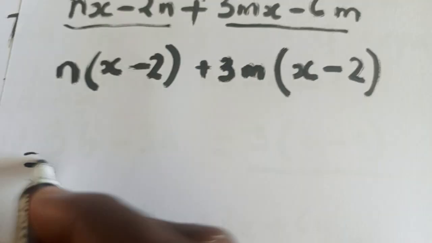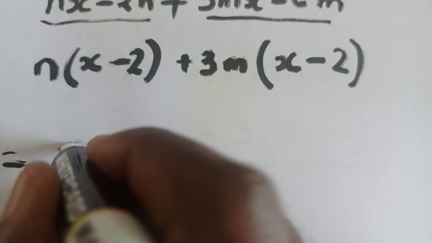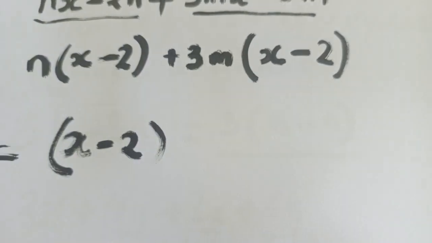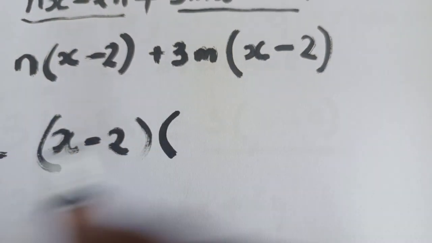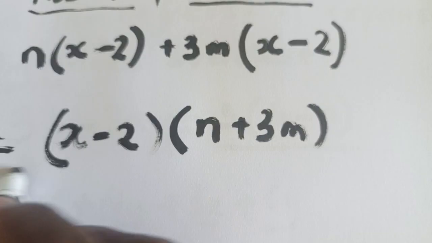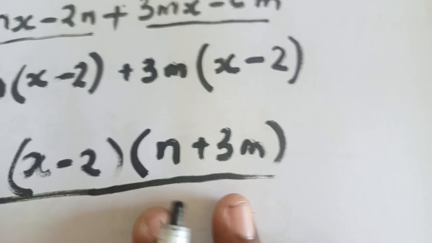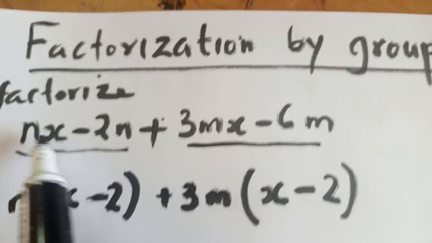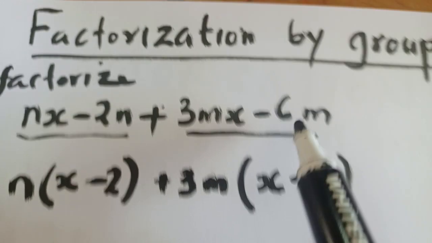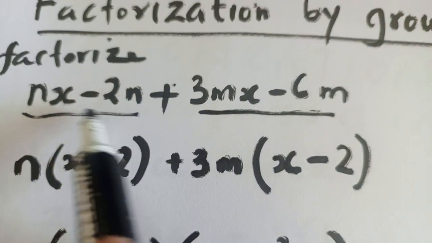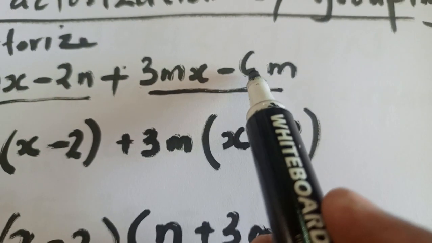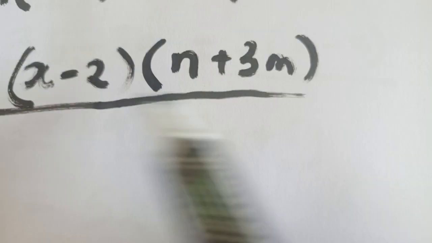So finally, we come and write x minus 2 being the common factor, and then in the other bracket, we'll have n plus 3m. This is the factorized form of the original algebraic expression that we are given. Remember, nx minus 2n plus 3mx minus 3m, when factorized, comes to this.